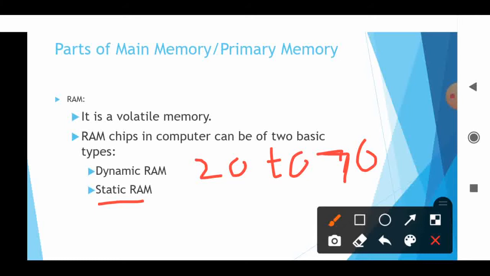We can access times ranging from 20 to 70 nanoseconds. Dynamic RAM is used in the primary storage section of most computers. Static RAM is used in specialized applications. It is made up of flip-flops.